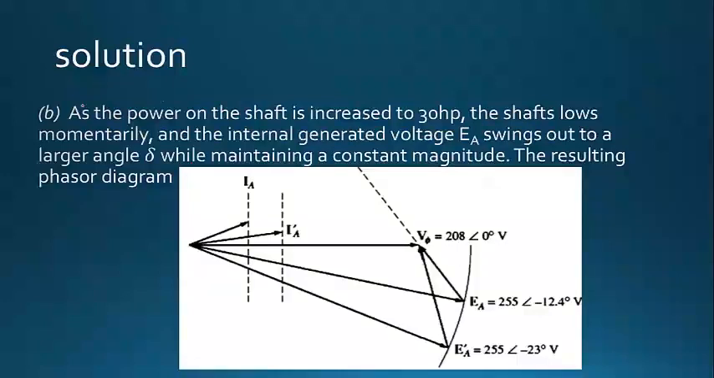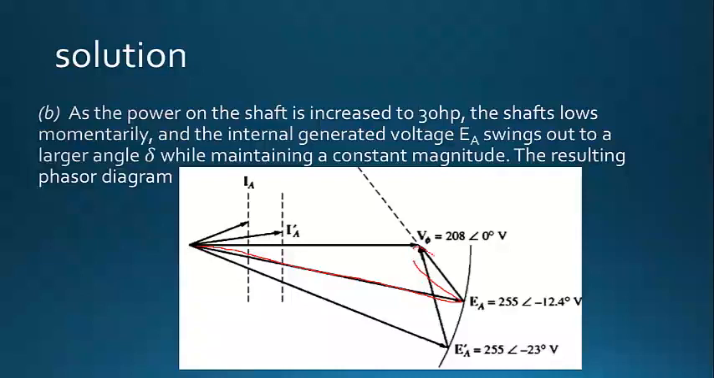So the B part of the question is that as the power on the shaft increased to 30 horsepower, the shaft slows momentarily, and the internally generated voltage EA swings out to a larger angle whilst maintaining a constant magnitude. So you can see that the magnitude is still 255, but the angle has now increased from 12.4 to 23 degrees. So now the resulting phasor diagram becomes, so this was the first phasor diagram when it was operating at a load of 15 horsepower. So this was the phasor diagram for that particular scenario.